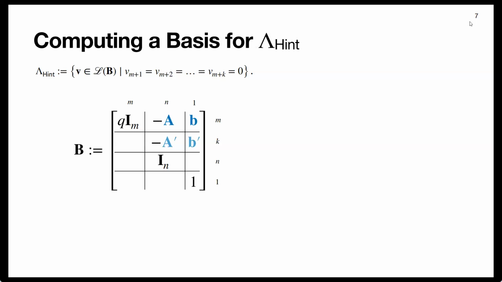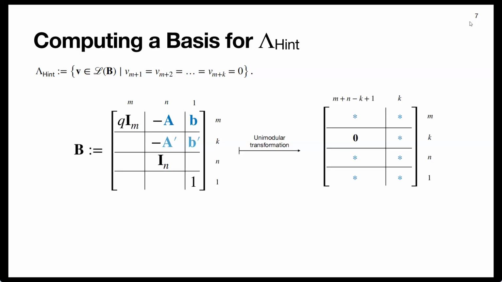So we have the lattice lambda hint, and we have the basis matrix B, and now we want to compute the basis. For that, it's useful to keep in mind how large the dimensions in this matrix are. So I put them here for you. The only thing that we really have to do is find a unimodular transformation that changes the shape of our matrix to something that has, in this first m plus n minus k plus 1 block, zeros in the k columns here. And the rest we don't have to care about. And then this will already be a basis for lambda hint.